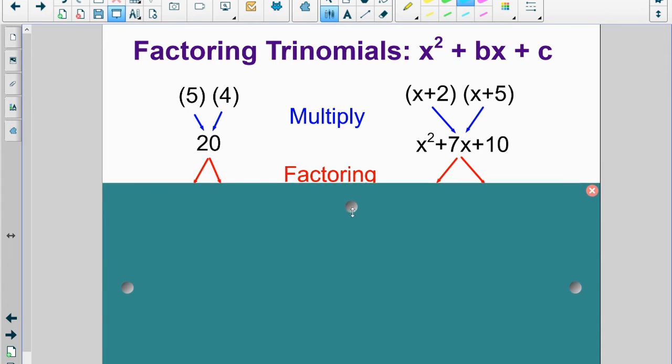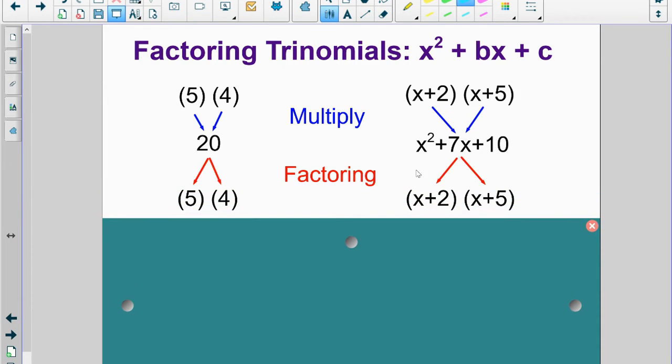So when we factor an expression like that, you could factor 20 as 2 times 10, or 5 times 4, or 1 times 20. Or you can factor a polynomial like this, a trinomial, since there's 3 terms, by trying to figure out what multiplies together to give you x squared plus 7x plus 10.